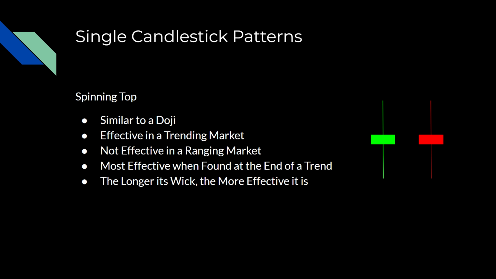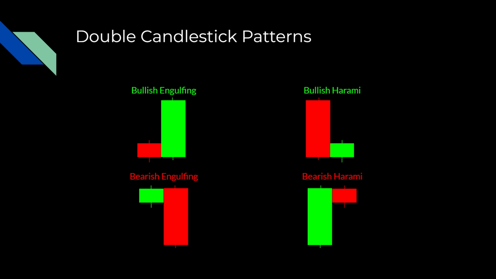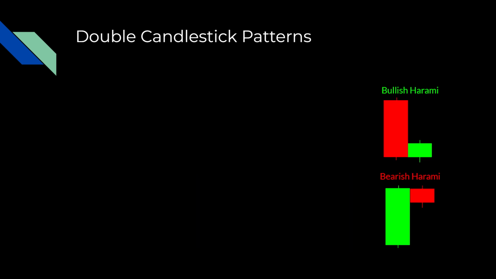Let's move on to double candlestick patterns. There are two main types: bullish and bearish engulfing, bullish and bearish harami. We will now cover the bullish and bearish harami.